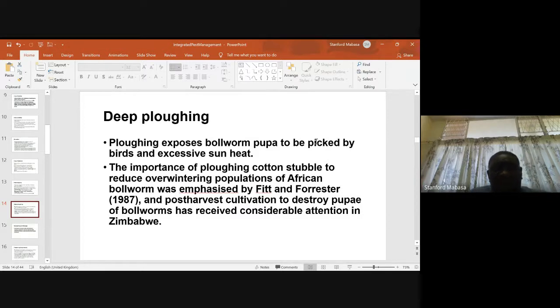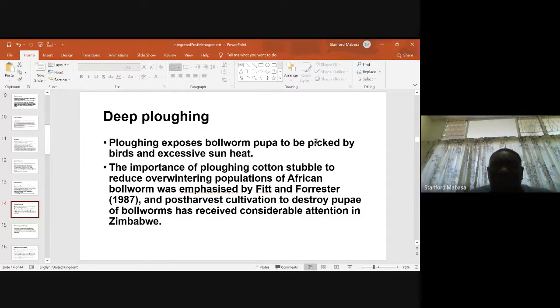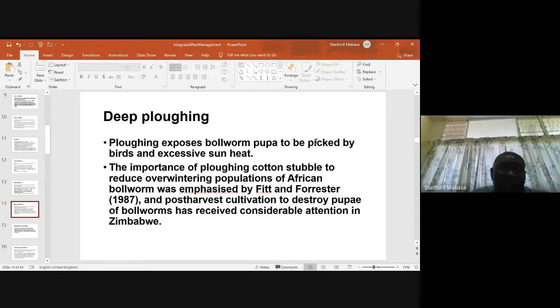Deep ploughing. Ploughing exposes a bollworm pupa to be picked by birds and excessive sun heat. The importance of ploughing cotton stubble to reduce overwintering populations of African bollworm was reported by Fitt and Forrester. We now know that post-harvest cultivation can destroy a pupa of bollworms. And this is now receiving some attention in this country.